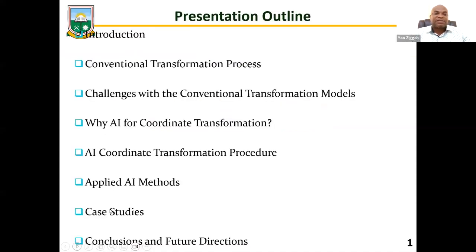So my presentation is going to start with the introduction. We'll go through some conventional transformation processes, the challenges with the conventional models, why we need AI for coordinate transformation, the AI transformation procedure, the applied AI methods that have been used in literature so far, and then a demonstration of some case studies, both in Africa and across the globe. And then we move to the conclusions and the future directions.